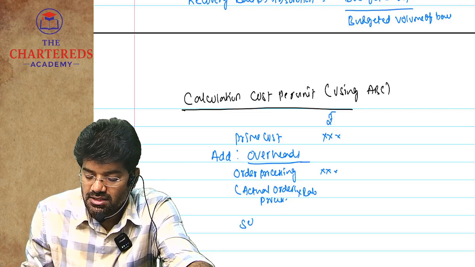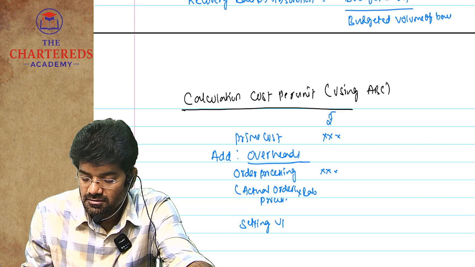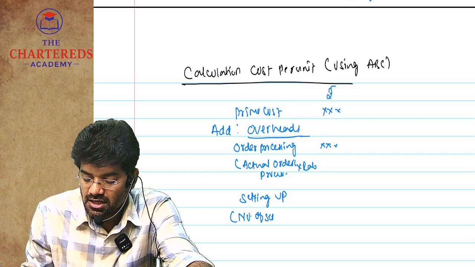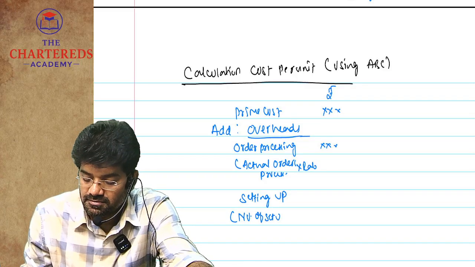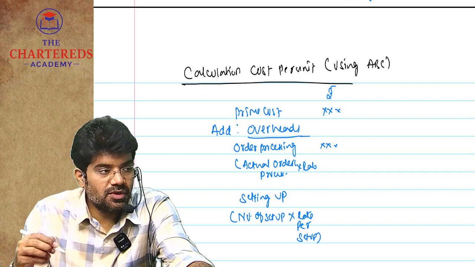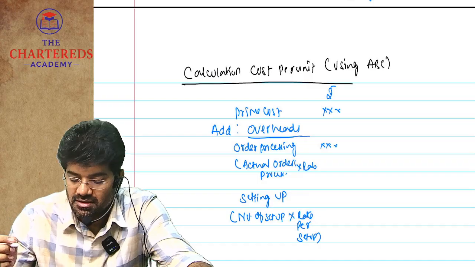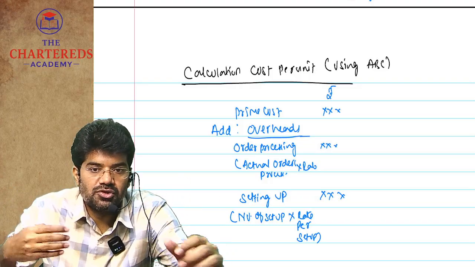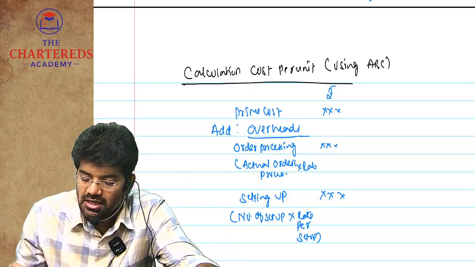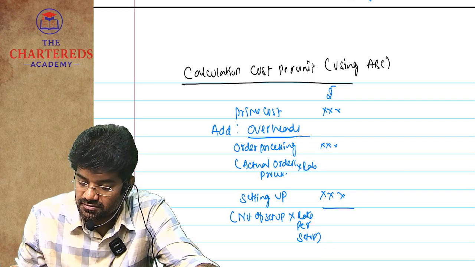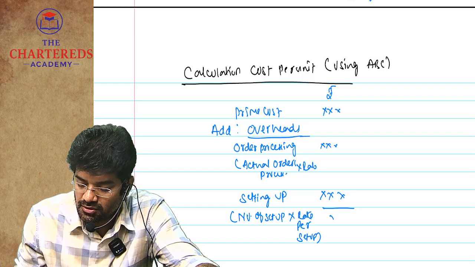Next, for example, another activity is setting up. Number of setups actually consumed for this product into rate per setup. Rate per setup, which we calculate according to step number 5. Right. So like this activity wise, we are going to absorb the overheads. Then get the total. We will get again cost per unit. So this is according to ABC.